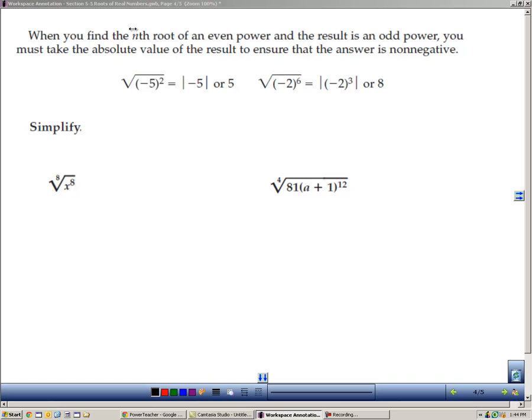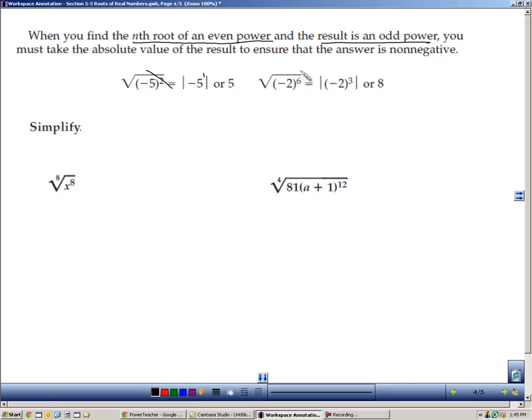There's some other things to look at when dealing with radicals. When you're taking something to the nth root of an even power, so if the power is even and the result is odd, then you must use an absolute value. Here's an example. I'm taking the square root of a square, which is an even exponent. Now when I cancel those and I get -5, my exponent is now a 1. That's really a -5 to the first power. Then you have to take the absolute value of that.